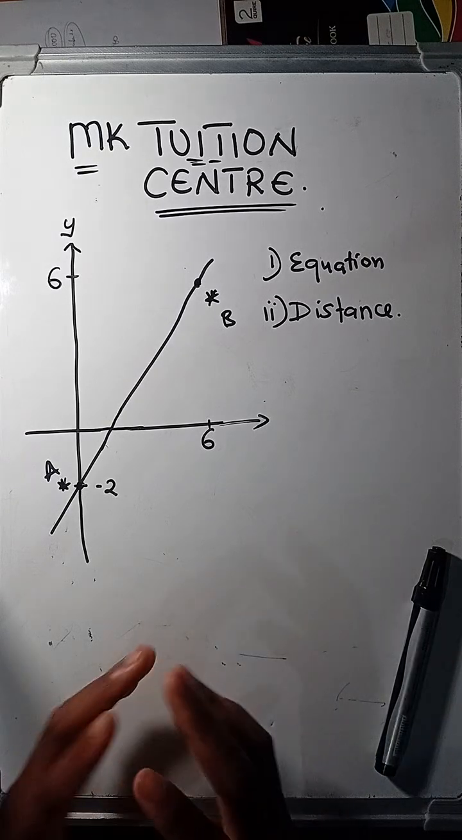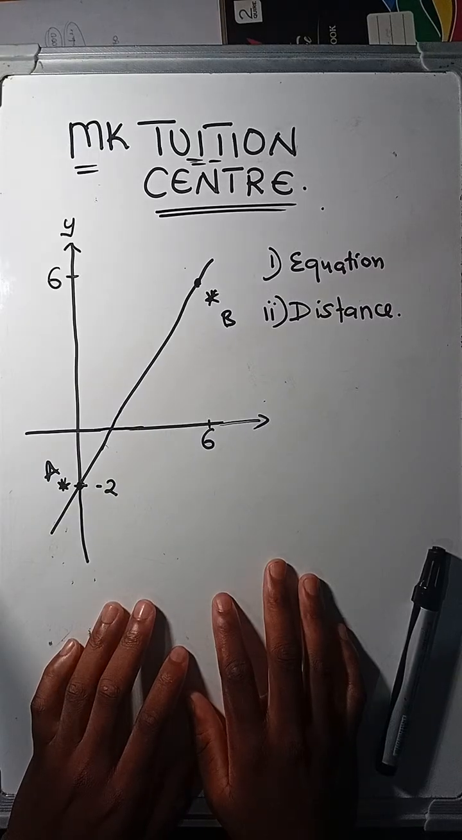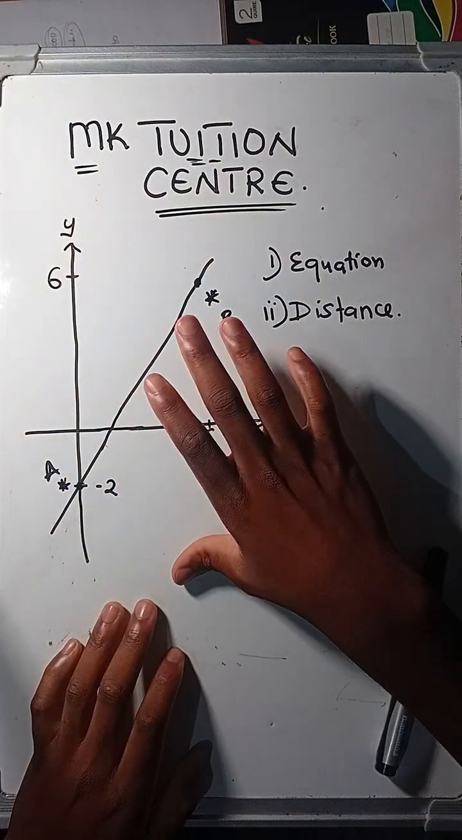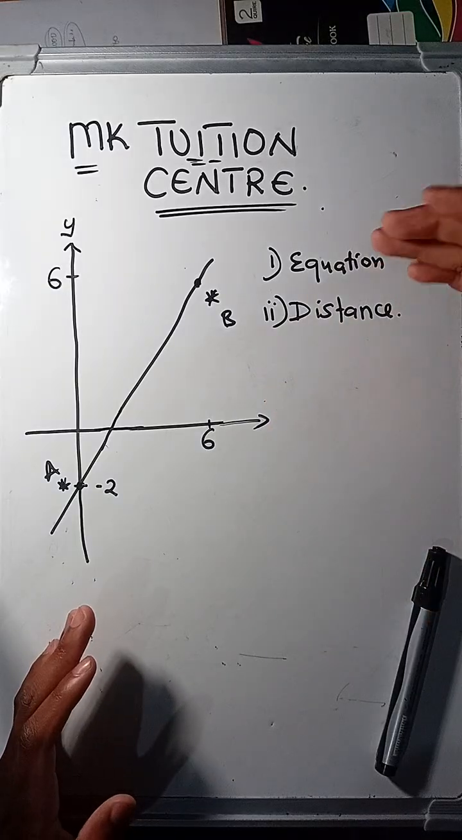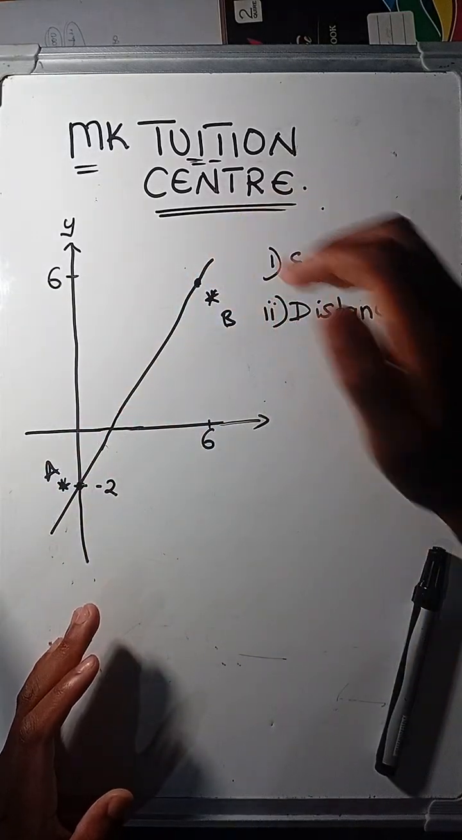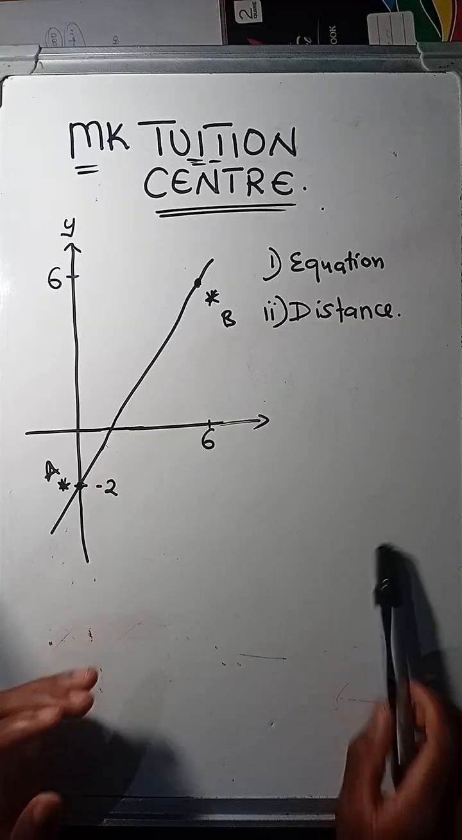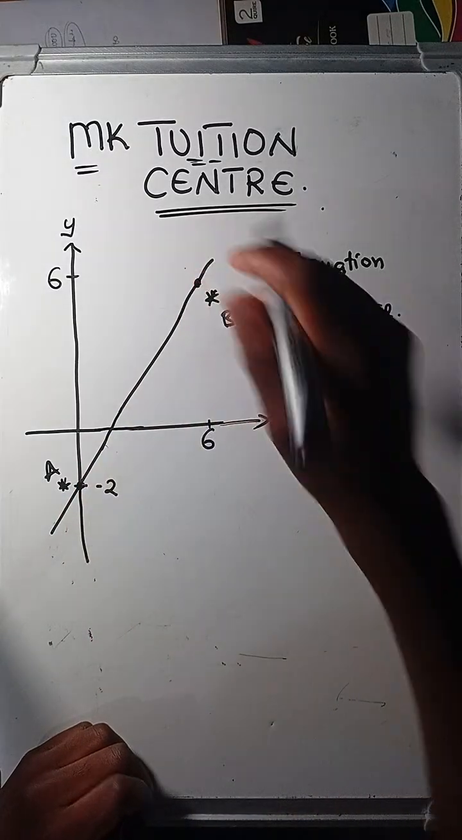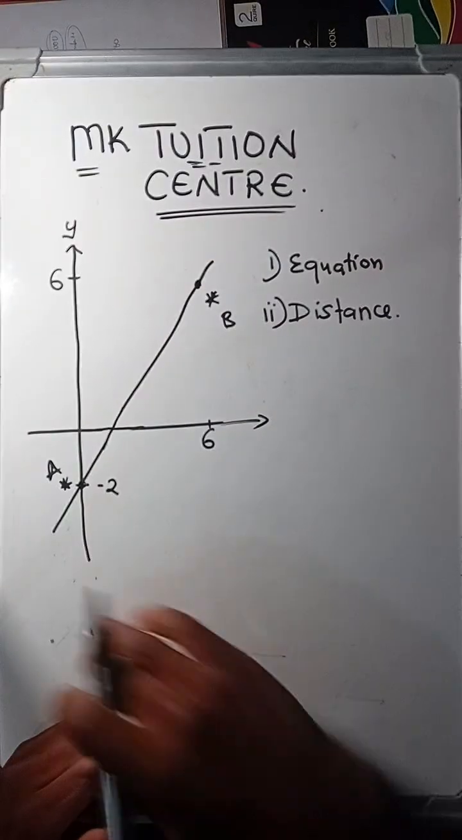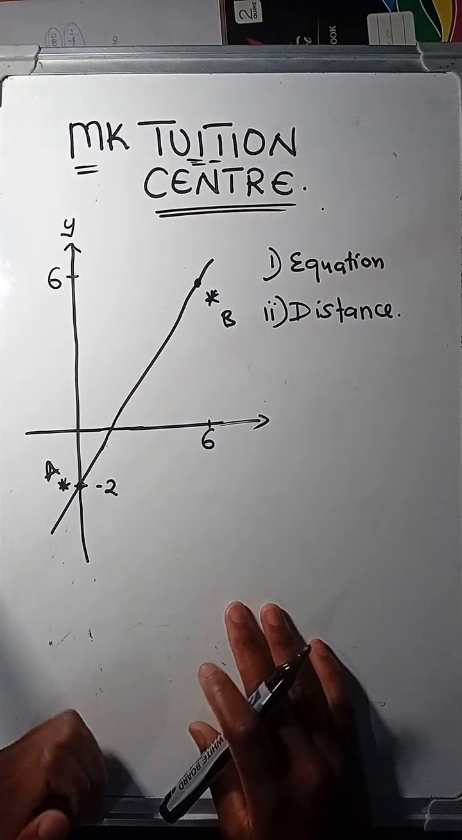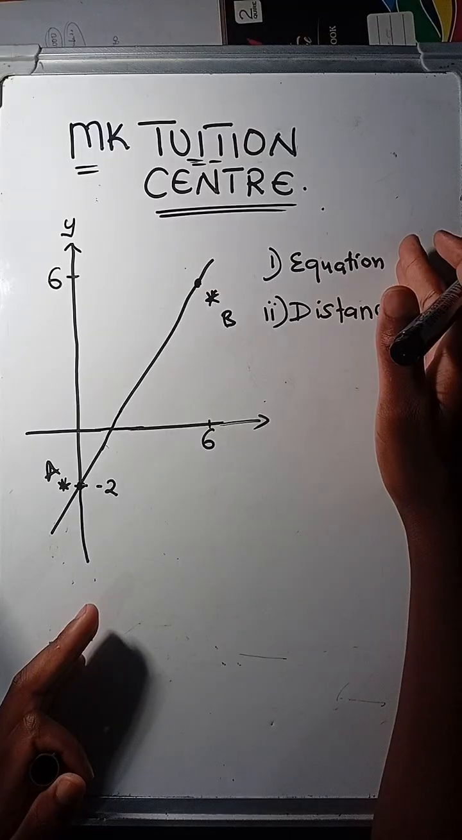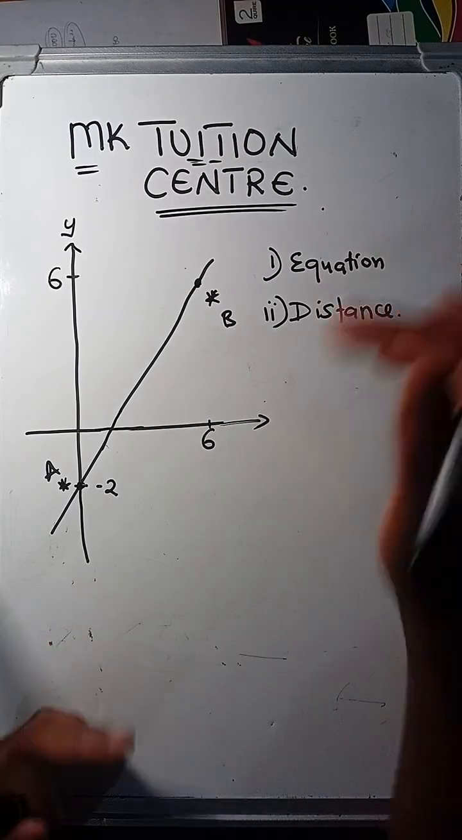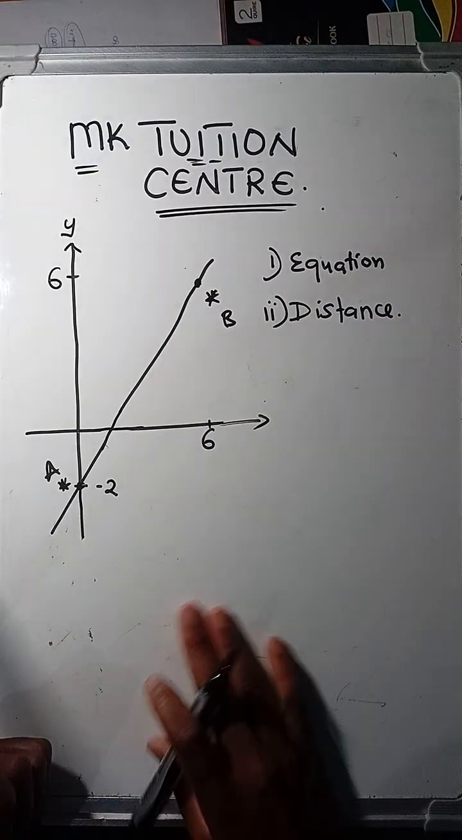Alright, so we have this question under coordinate geometry. We have been given an XY plane and we have been told to find the equation of this line and also its distance. The distance will be from this point to that point, and the equation will be for this line. For us to find the equation, we need to have the gradient, and I believe by now we all know how to find gradient.